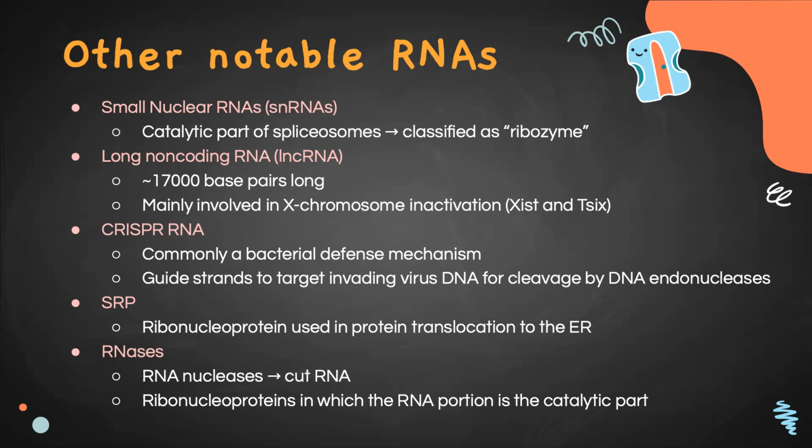SRP is a ribonucleoprotein used in protein translocation to the ER. And then RNases are RNA nucleases, which cut RNA in ribonucleoproteins, in which the RNA portion is the catalytic part. So the RNA itself is what is doing the cutting. You don't have to know specifically each one. I think she just mentioned them in her lectures, so we thought it'd be useful to put them up here for future purposes if you want them.